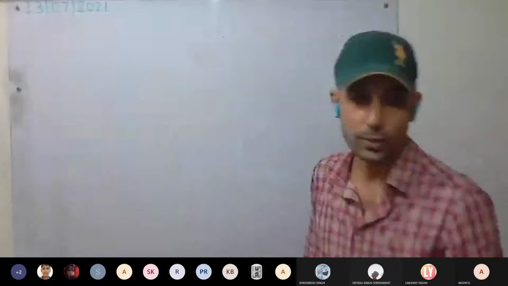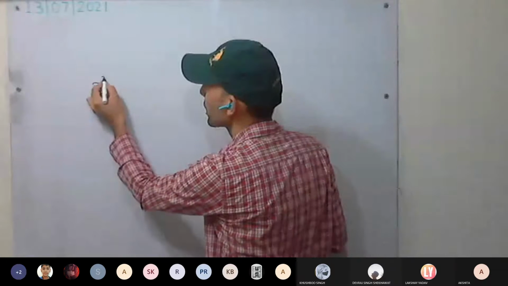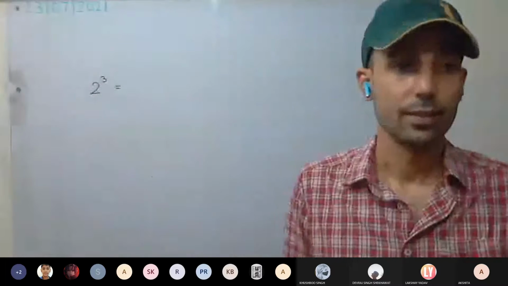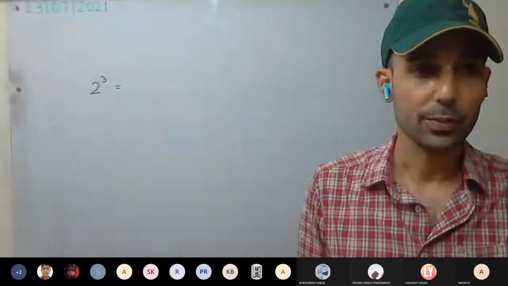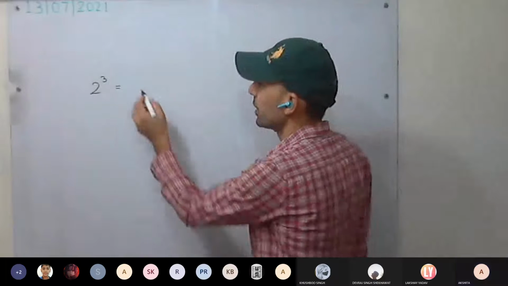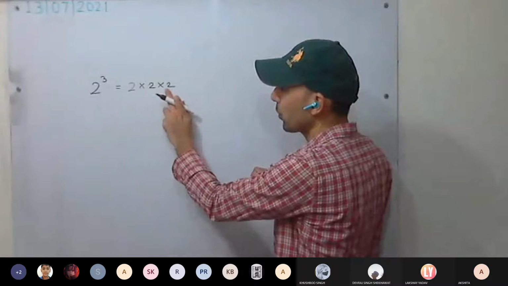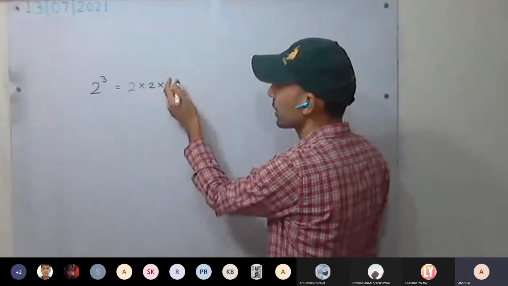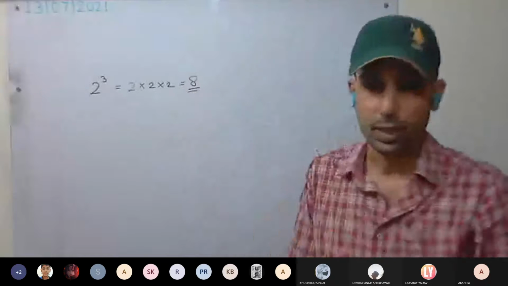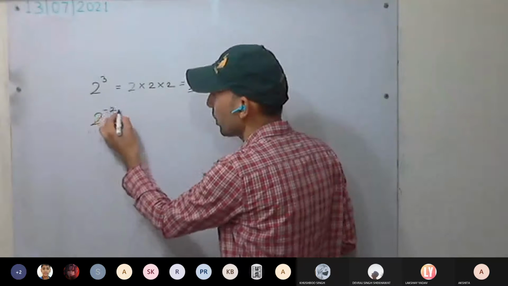Next, I ask you the questions now. 2 raised to power 3, how much will it be? Anyone in class? 2 raised to power 3 is 8. It is 2 cube, that is 2 multiplied three times by itself. It is 8.